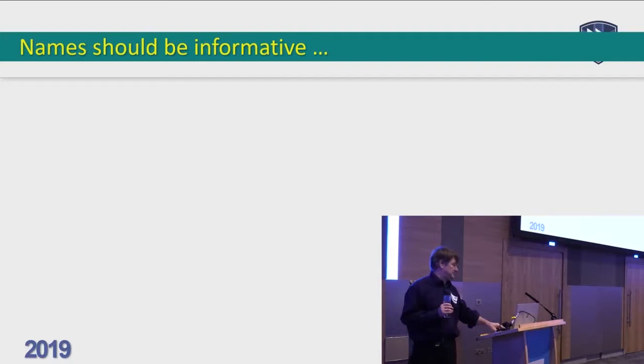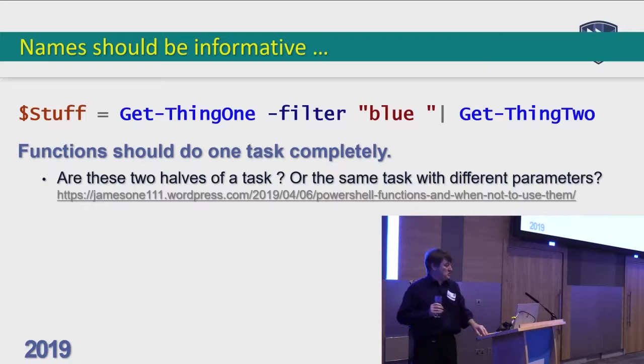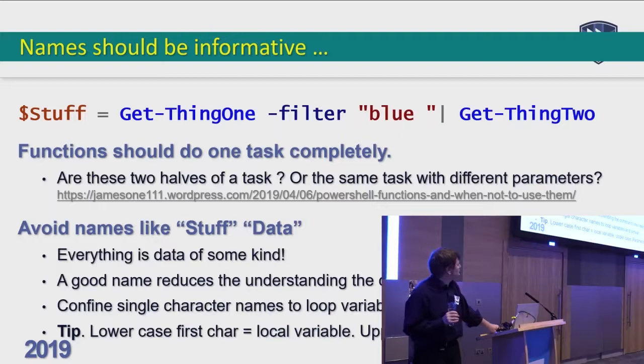Remember the thing on names. Good variable names, don't use things like stuff. And if you've got get thing one and get thing two, it suggests that they're very closely coupled. Either they're two halves of the same job, or they're the same thing with different parameters. And I think I've mentioned stuff and data.